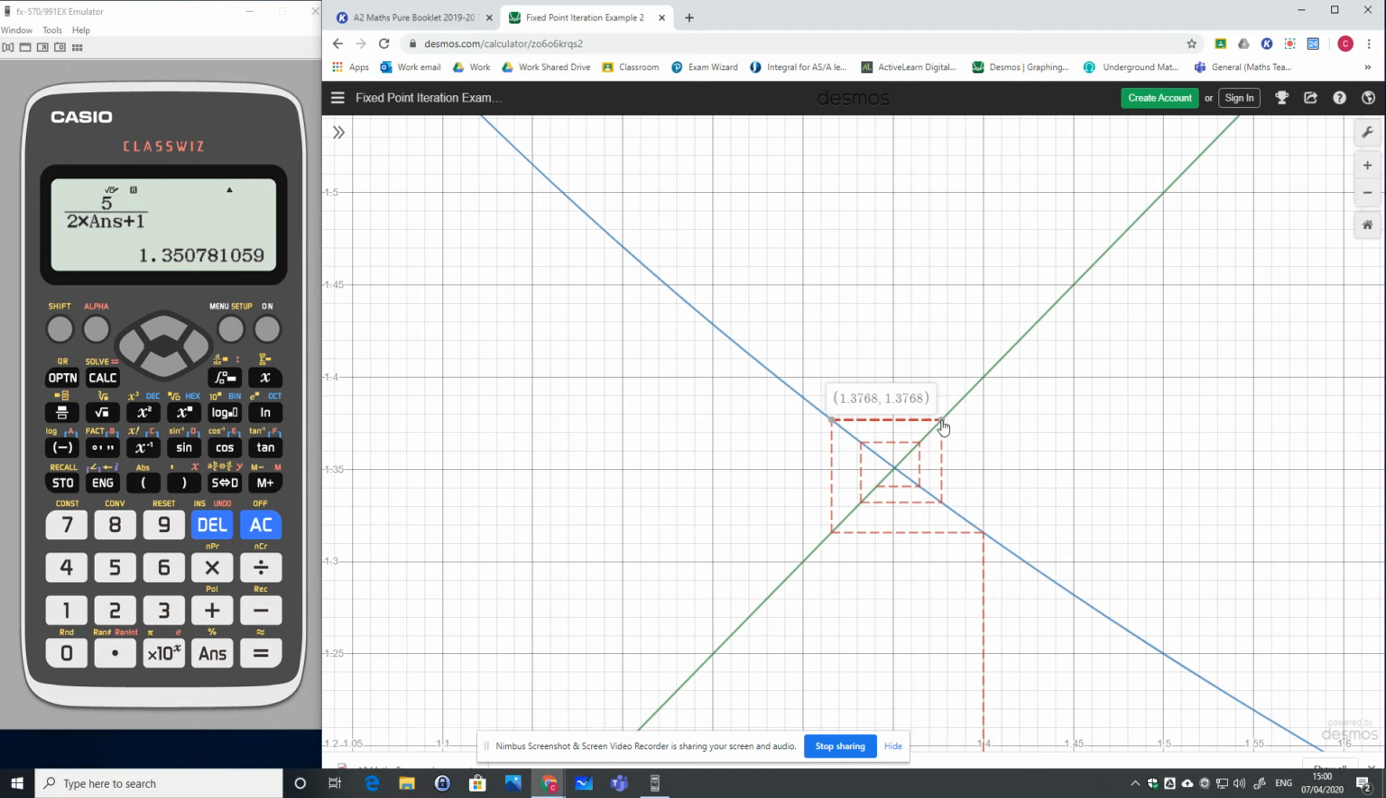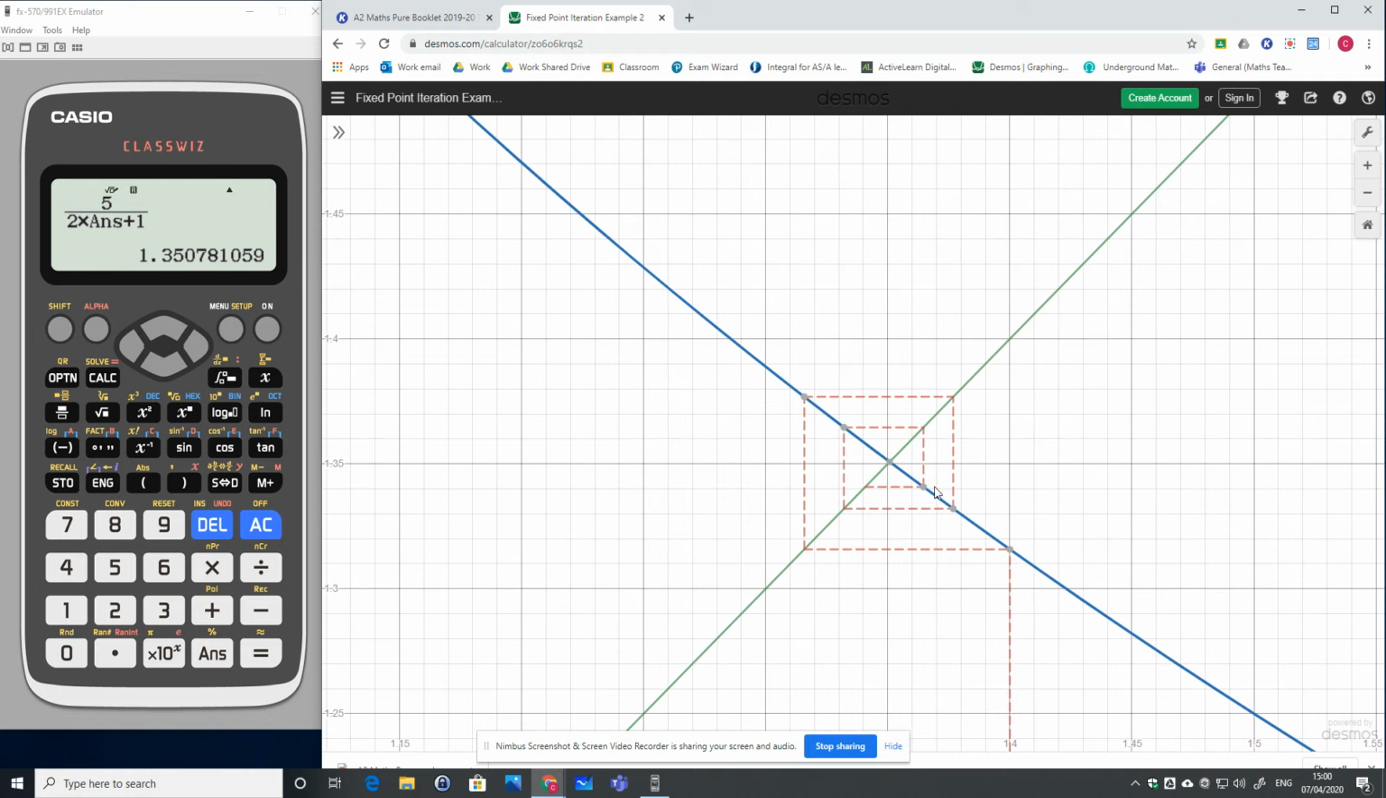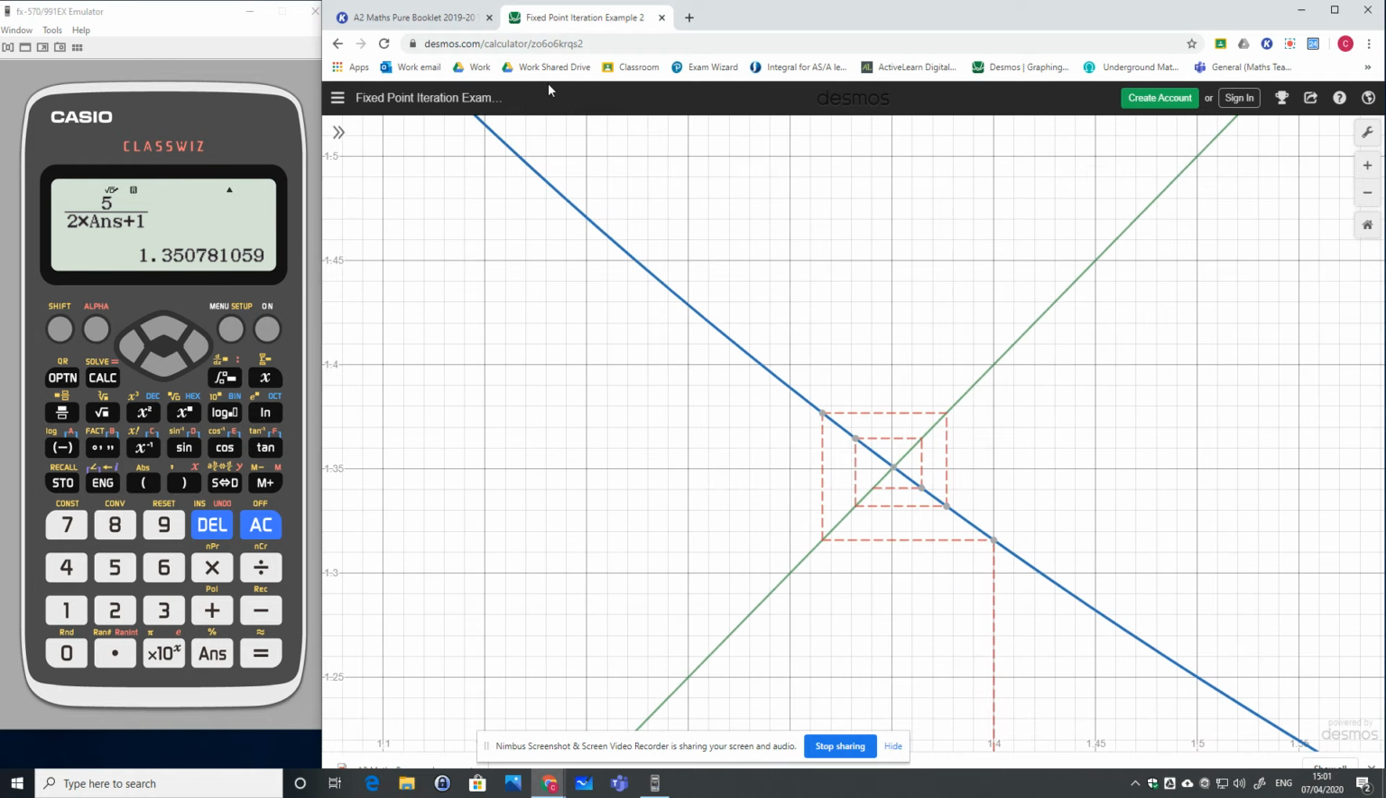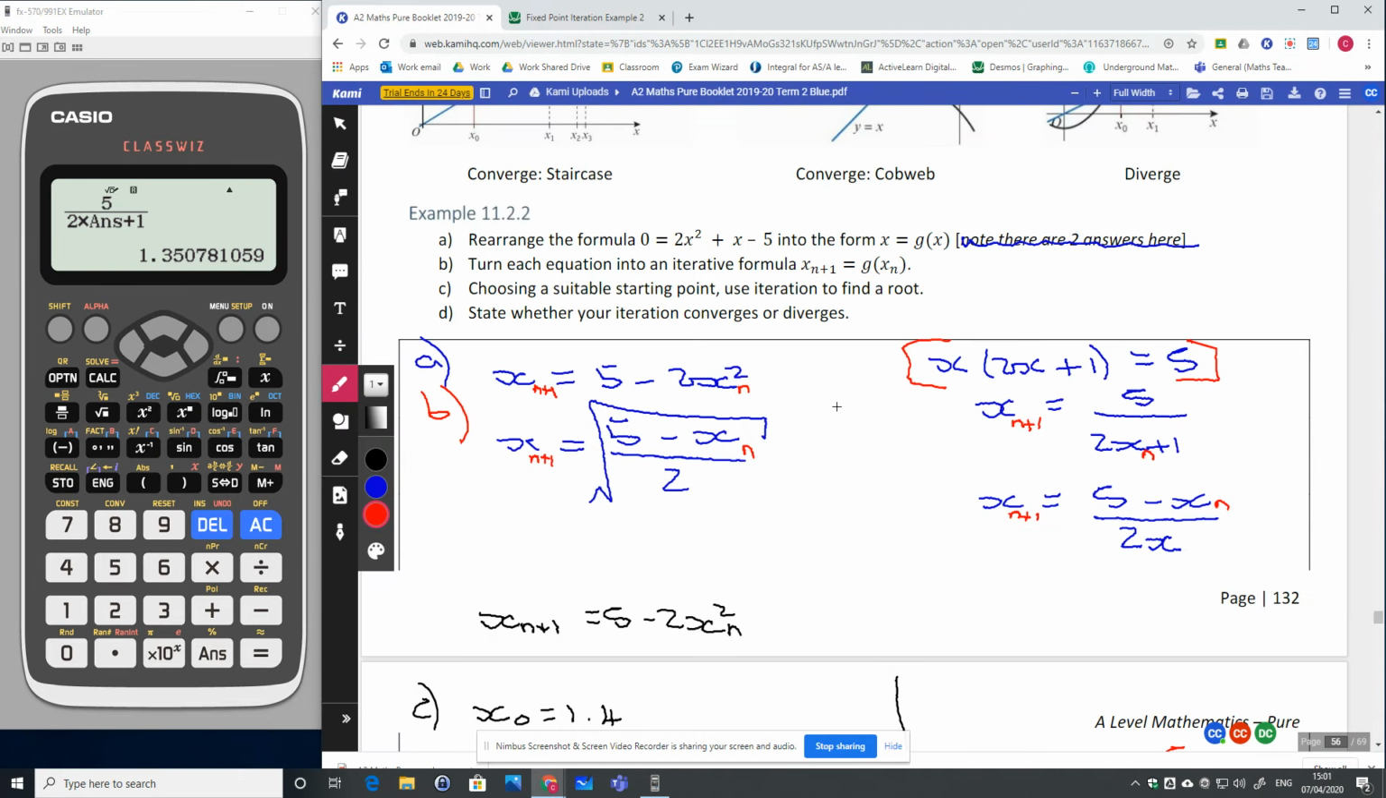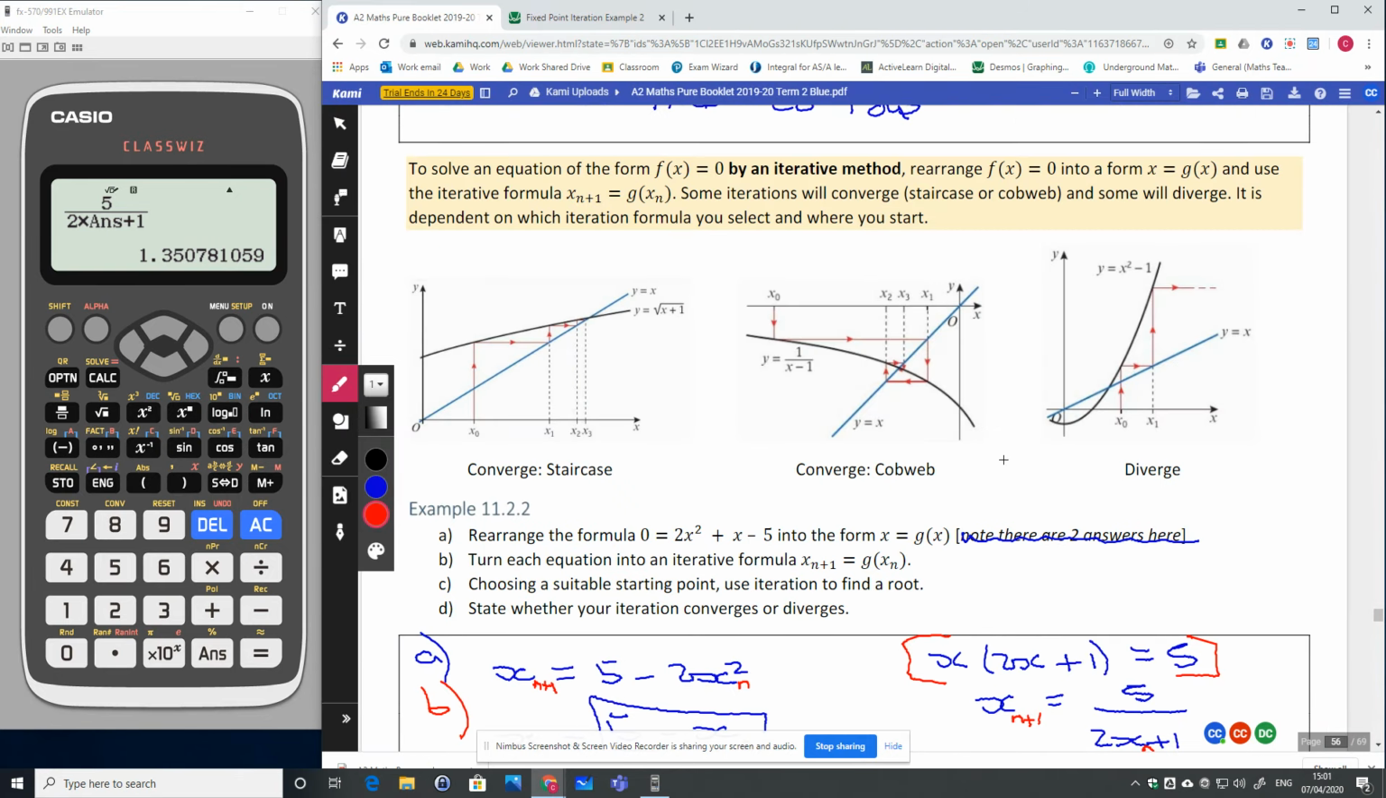Substituting that in gives me my next y value, which is 1.332, and you can see that this is getting closer, and what it's doing is it's spiraling round. So when we kept pressing equals on the calculator, once it was settling down on the first few decimal places, it's because it's got really close to this, so it would keep spiraling as it goes. And if we look at our diagrams, that's an example of this one. So it's a converging cobweb.